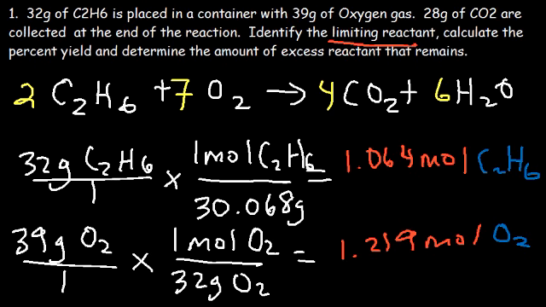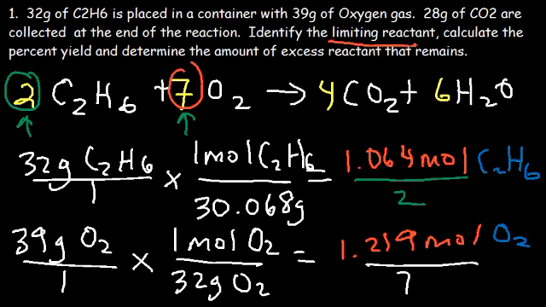Now, just because we have a smaller quantity of moles of C2H6 doesn't mean it's the limiting reactant, because you need to take into account the coefficient of the balanced reaction. So it's not the one that has the lowest number of moles that's the limiting reactant, but it's the one that has the lowest mole per coefficient ratio. So we're going to divide ethane by 2 because that's the coefficient for it in the balanced reaction. And for oxygen, we are going to divide it by 7. And then we're going to see which of these numbers is smaller.